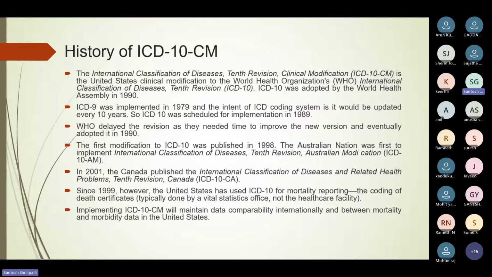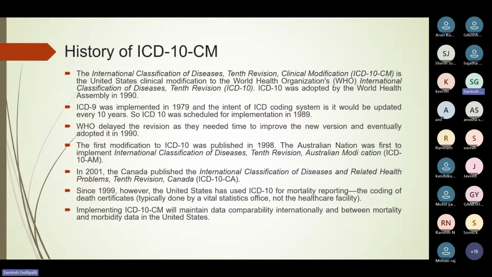Since 1999, the United States has used ICD-10 for mortality reporting. The coding of death certification is typically done by the Vital Statistics Office, not the healthcare facility. However, the United States did not start ICD-10-CM coding at that time, because they needed some death clarification regarding the healthcare facility. That is the reason ICD-10 was not implemented in the initial stage.